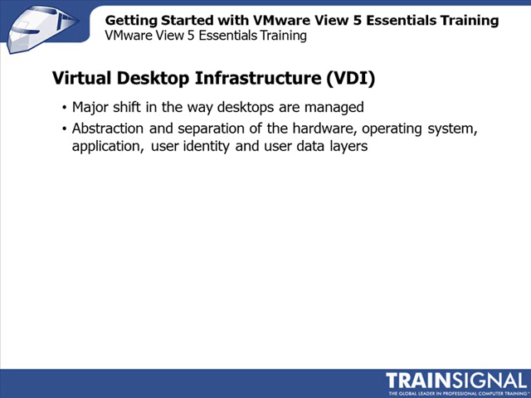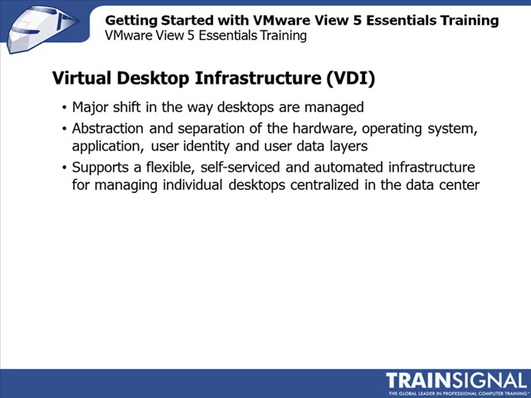Finally, we want to separate out the user identity and user data from each other and from the operating system. This abstraction truly opens up the power of a virtual desktop infrastructure and helps us to create an infrastructure that can support a flexible, self-serviced, and automated desktop environment that we can centralize in the data center, which provides us many advantages, including securing your data completely within the data center, eliminating the risk of lost laptops and USB drives, and also providing better resource and power utilization by concentrating all the computing into a smaller number of more efficient devices, namely servers instead of distributed desktops.